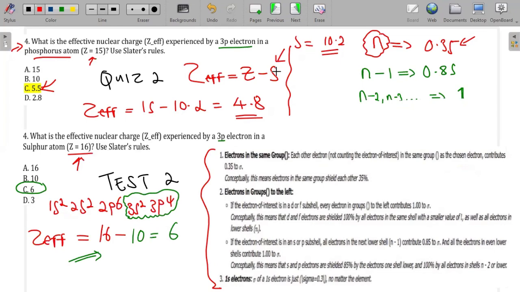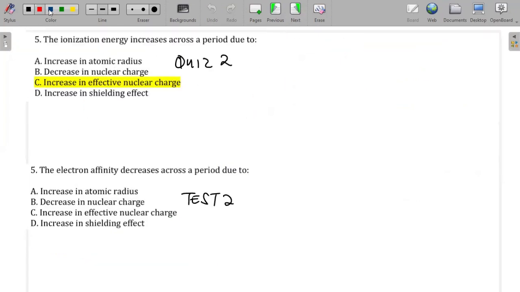Okay, so similar questions. And then here now, they're saying the ionization energy increases across a period due to, okay, so I explained this at length when we were doing the tutor sheet. It increases because of the increase in the effective nuclear charge. So no wonder it's the answer there.